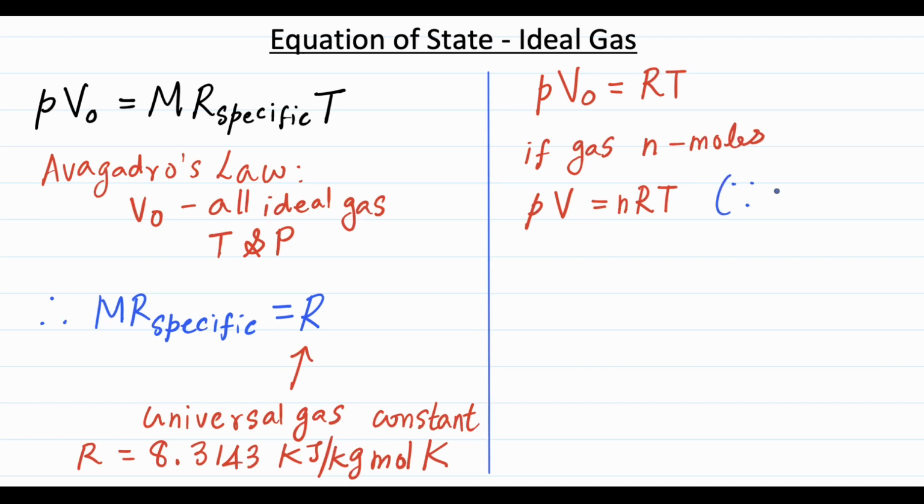Since molar volume V0 is equal to the total volume divided by the number of moles, the equation of state for an ideal gas that occupies n number of moles is PV equals nRT.